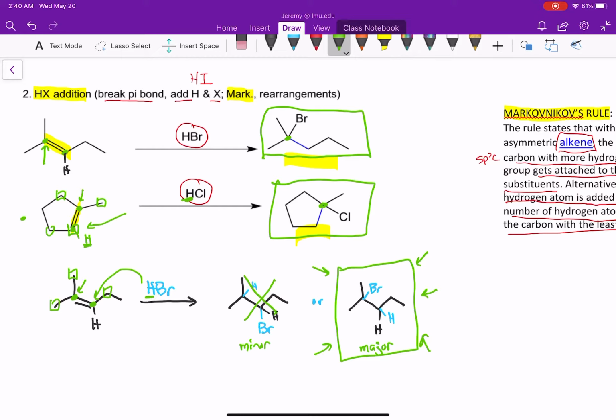So what you see is that we're, again, breaking the pi bond, adding a hydrogen and an X, and we're following Markovnikov's rule. We're adding the halogen to the more substituted sp2 carbon. All right. So it turns out Markovnikov was just a scientist who studied this reaction. He didn't really understand why it took place, right?